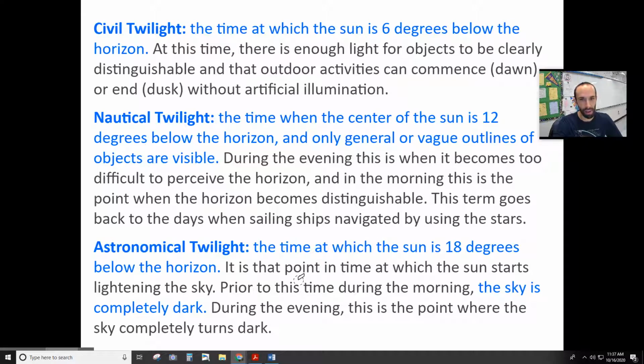Astronomical twilight, that's when it's completely dark. At this point, you can see pretty much all the stars in the sky, and you need your lights on. You can't really see anything in front of you without some artificial light. So those are the different types of twilight.